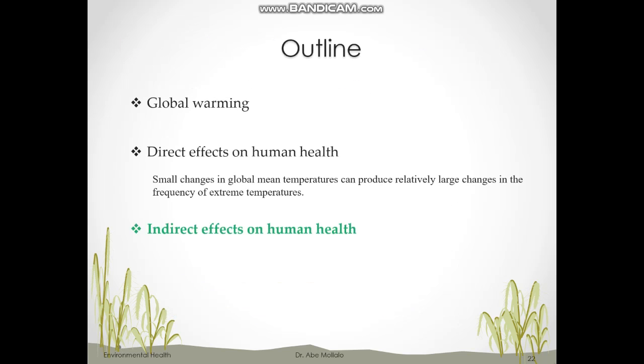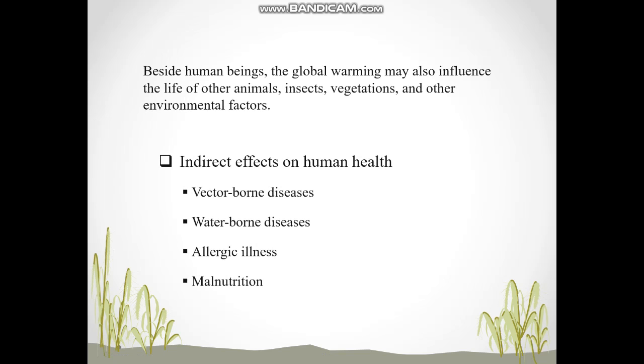Now let's move on to talk about the indirect effects of global warming on human health. Indirect effects of global warming refers to the impact of global warming on the life of animals, insects, vegetation, and other environmental factors. The main categories are vector-borne disease, waterborne disease, allergic illness, and malnutrition.